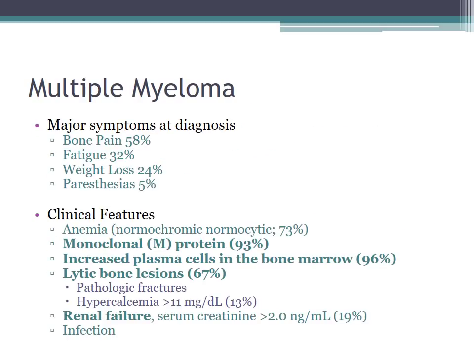The major symptoms at diagnosis for patients with multiple myeloma are bone pain, fatigue, weight loss, and paresthesias. Some of the clinical features seen in multiple myeloma include anemia, which is often normocytic and normochromic. The anemia is caused by the replacement of the healthy marrow with abnormal plasma cells. As these plasma cells increase, the abnormal plasma cells will start invading the bone marrow and taking up the space of the other progenitor cells.